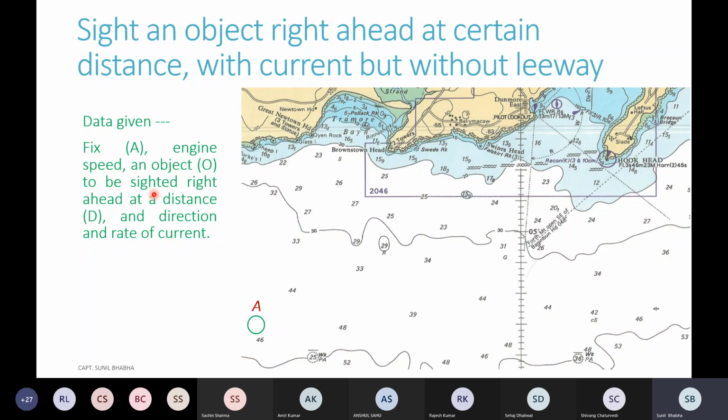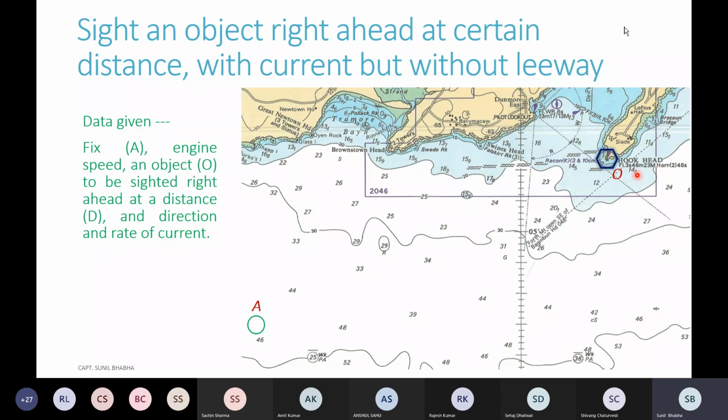So let's try to plot this information onto the chart. We have the chart on our screen. Let's first plot our initial position. You can see the initial position marked by this green color circle. Let's name it as A. This is our initial position. Let's identify the object which we are required to keep right ahead. In this particular example, we are assuming that this Hook Head lighthouse is to be sighted right ahead at a given distance.